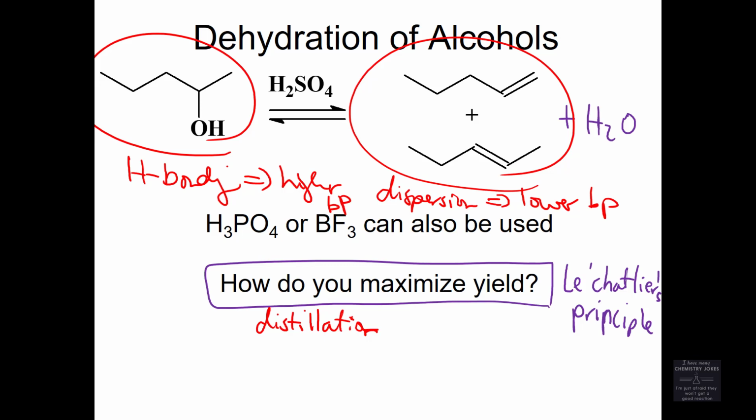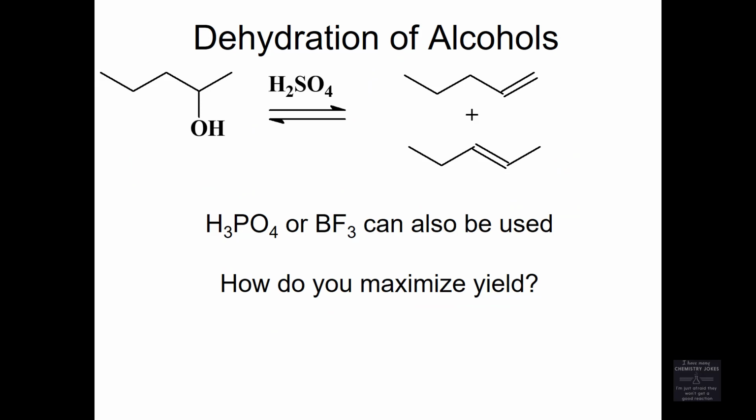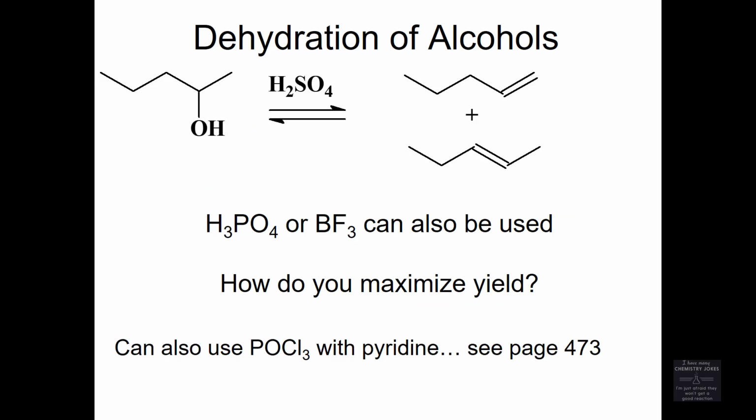All right. So that's dehydration of an alcohol in acid, but you could also use POCl3 with pyridine. Pyridine is what? A weak base. So that weak base is going to shift your mechanism. We'll talk about it. Give me a minute.